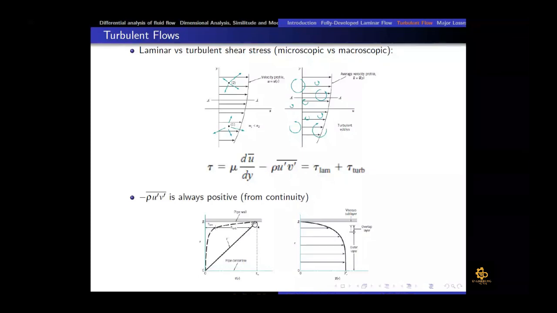At the wall, we can see that all the shear stress is due to laminar shear stress, because, due to the no slip condition, there is no velocity fluctuation at the pipe surface. But as we go away from the wall, the turbulent shear stress increases rapidly, and the laminar shear stress decreases. And at the pipe center, you can see all the stress is due to turbulent shear stress, and laminar shear stress would have a negligible contribution.